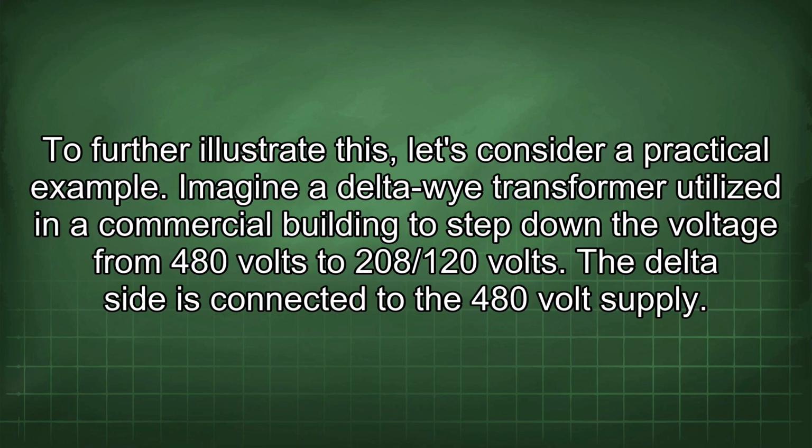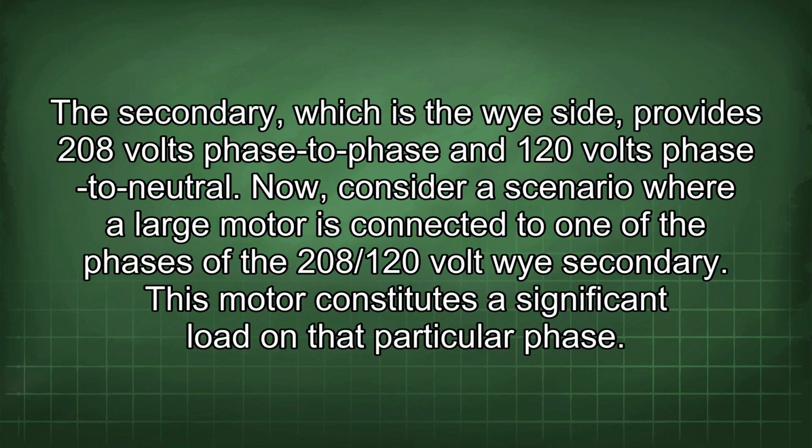To further illustrate this, let's consider a practical example. Imagine a delta-Y transformer utilized in a commercial building to step down the voltage from 480 volts to 208/120 volts. The delta side is connected to the 480 volt supply. The secondary, which is the Y side, provides 208 volts phase to phase and 120 volts phase to neutral.